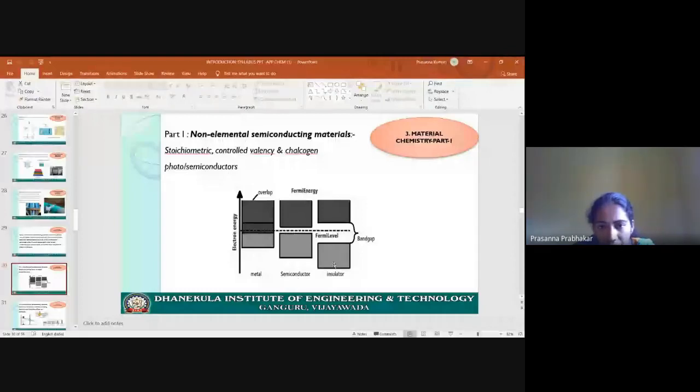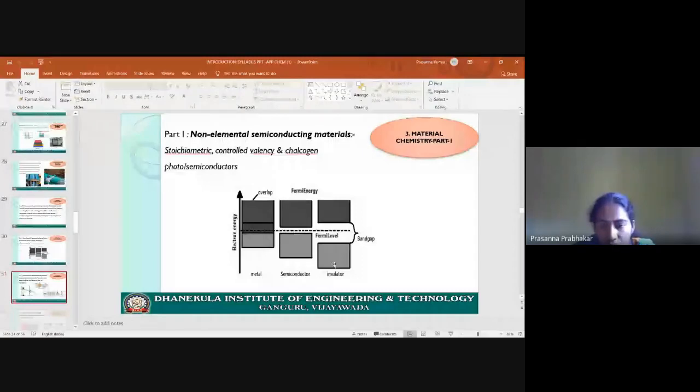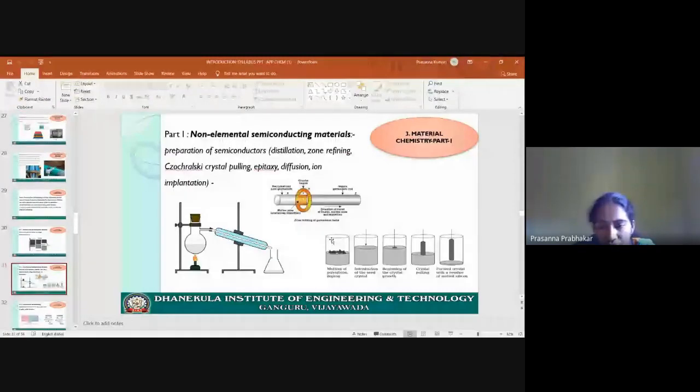Next, these two methods are useful for preparing semiconductors. This is the zone refining method. The next one is the crystal pulling technique. These two methods are very important for the preparation of semiconductors. Here many types are available. Others are distillation, epitaxy, diffusion, and ion implantation.